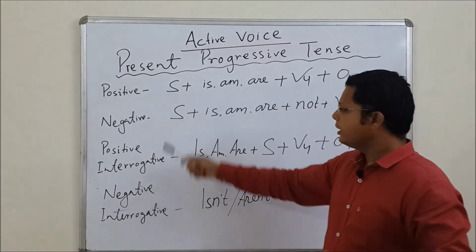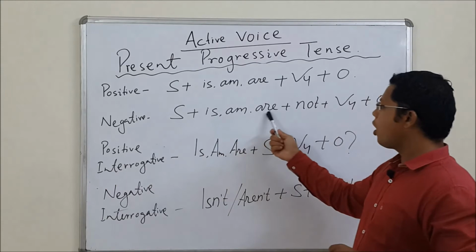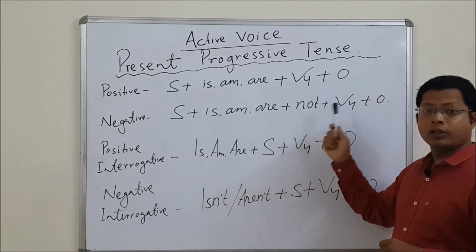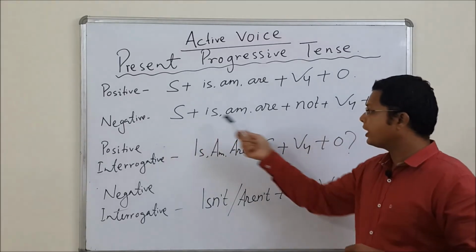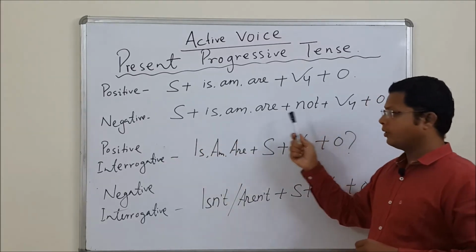Negative. Subject plus is, am, are plus not, then V4 and object. So when we talk about negative, we introduce not here.